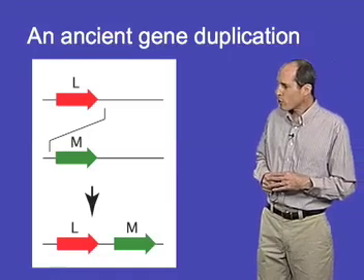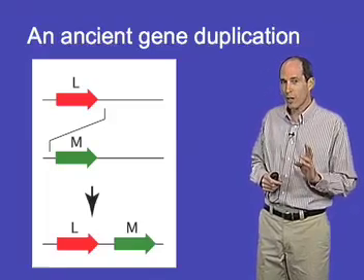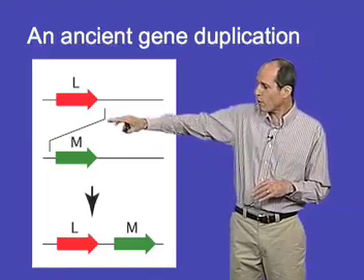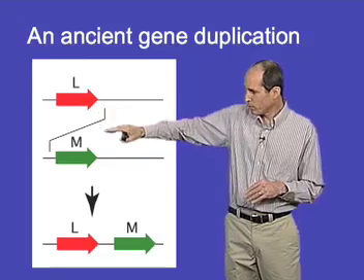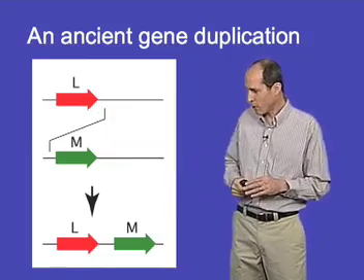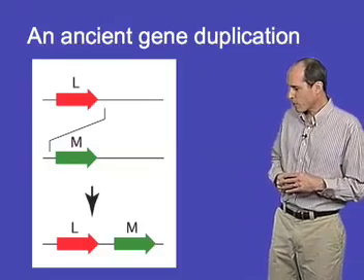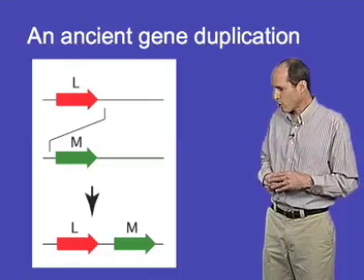is that the original pair of pigments which underwent this recombination were actually not identical. One was already an L pigment gene and the other was already an M pigment gene. That is, they were already different from each other at the time of the duplication. And let me reserve that story for the third lecture.